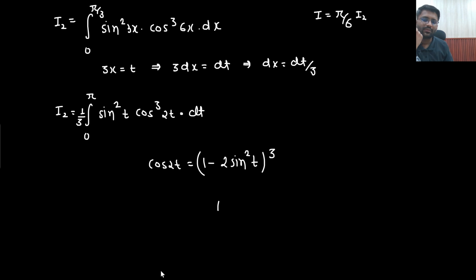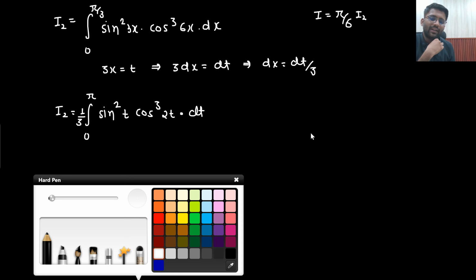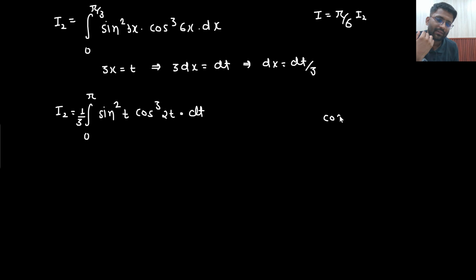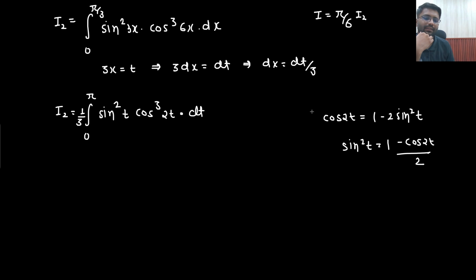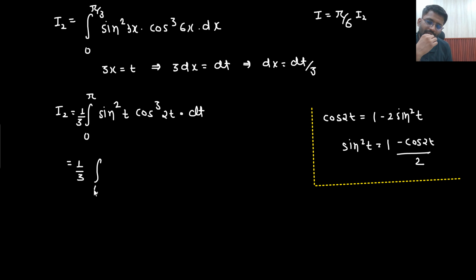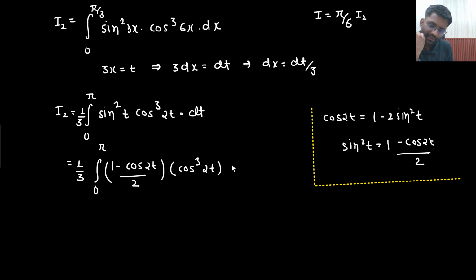What I am thinking is that I know the formula cos 2t equals 1 minus 2 sine square t. So sine square t could be written as 1 minus cos 2t by 2. Say yes or no. So let's try this here: integral 0 to pi, 1 minus cos 2t by 2, and then cos cube 2t dt.